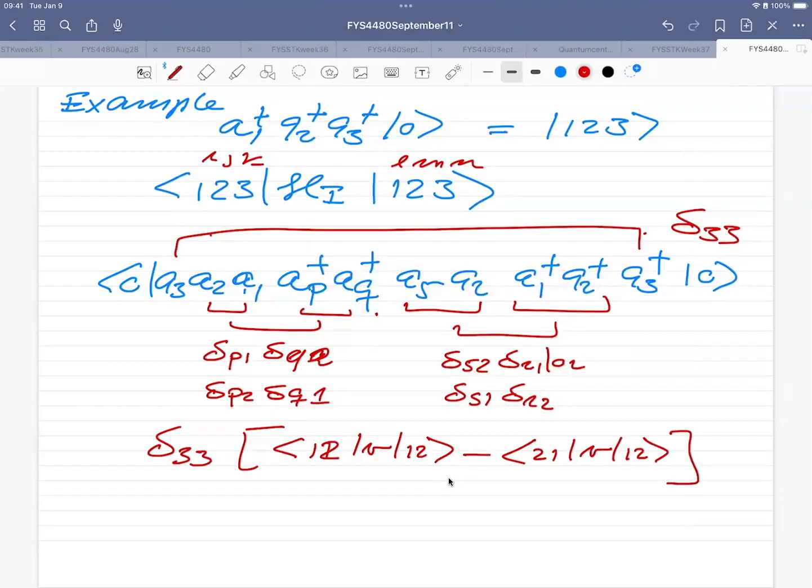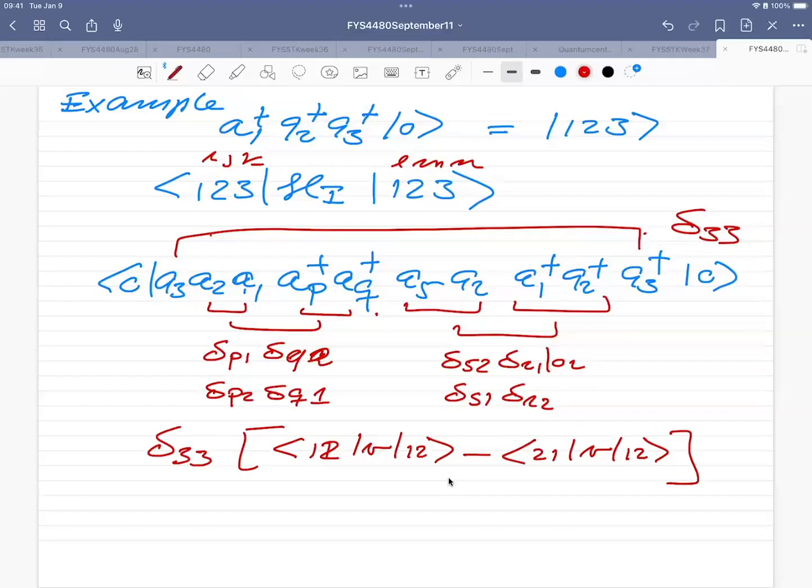So when I do this diagrammatically, I have to write up a three-particle state, which now acts with a two-body interaction. If you have written this down, let's just wait a little bit till everybody has written it down. So this is the explicit result we get when we perform the contractions.